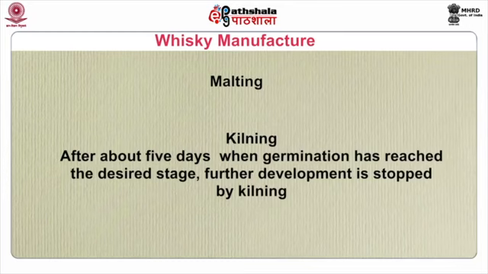C. Killing. After about 5 days, when germination has reached the desired stage, further development is stopped by killing. The grain is gently dried by hot air and moisture is removed. This will help stop germination but will not impart any flavor. The second method of killing is to dry the barley over a peat fire, imparting a smoky flavor. Peat is made from decomposed vegetation.